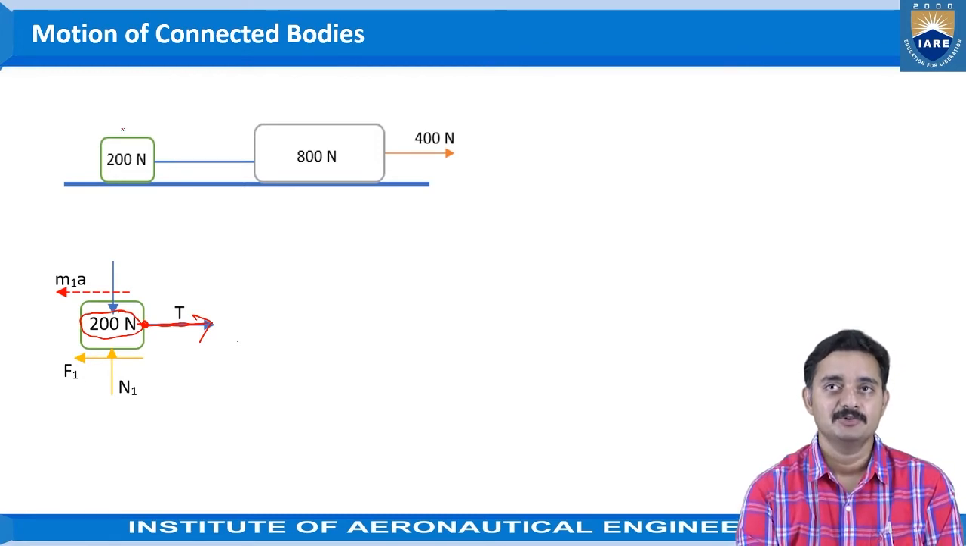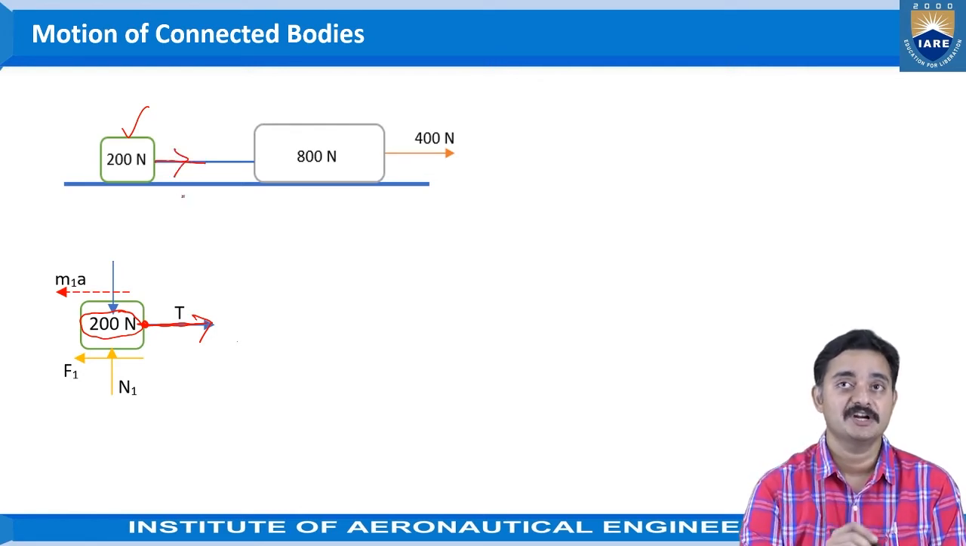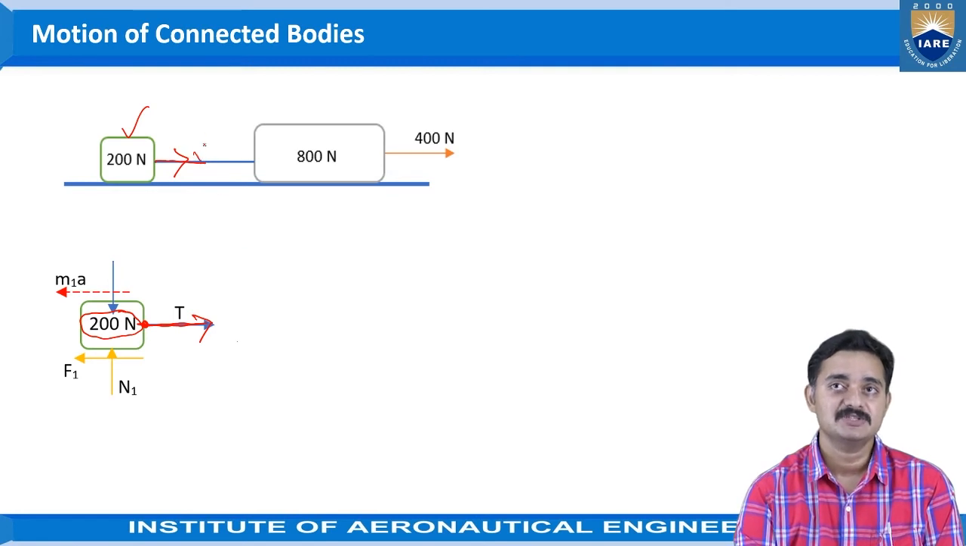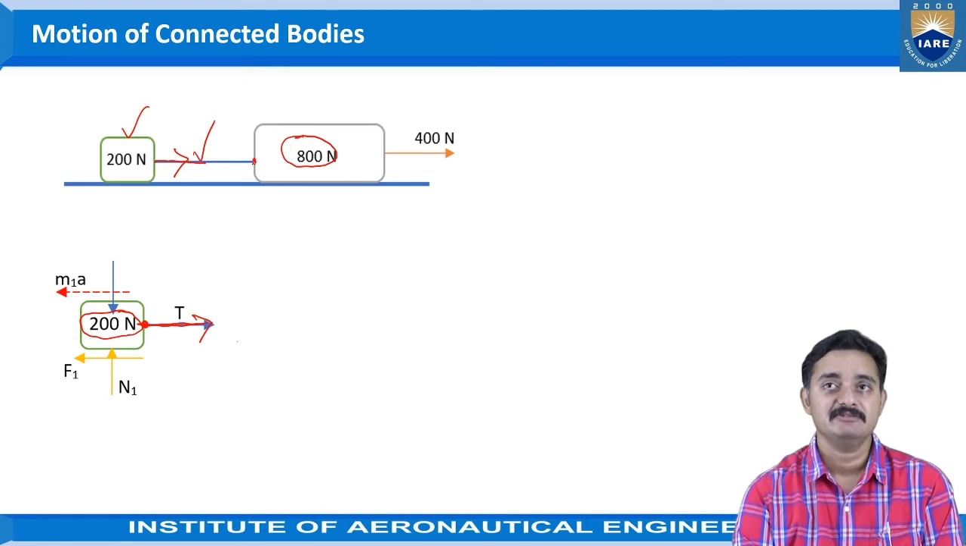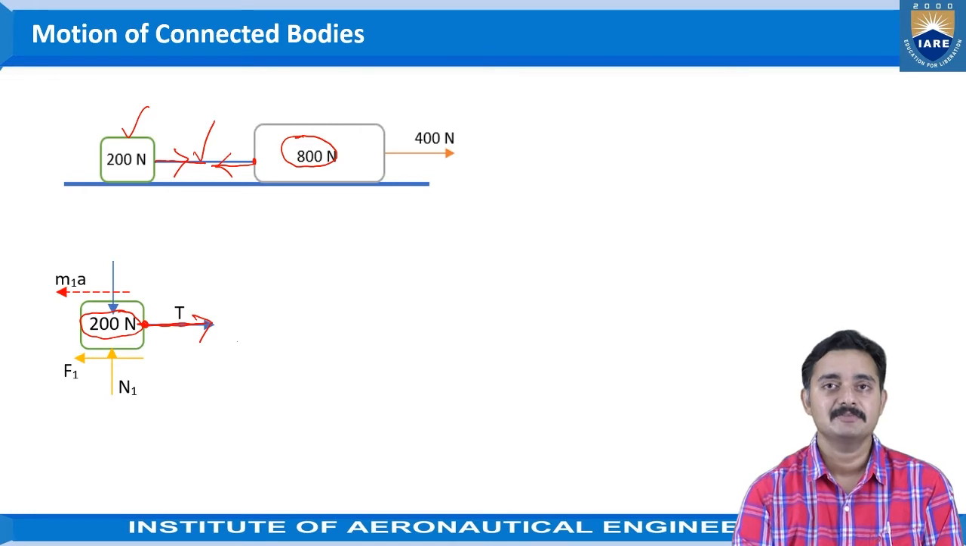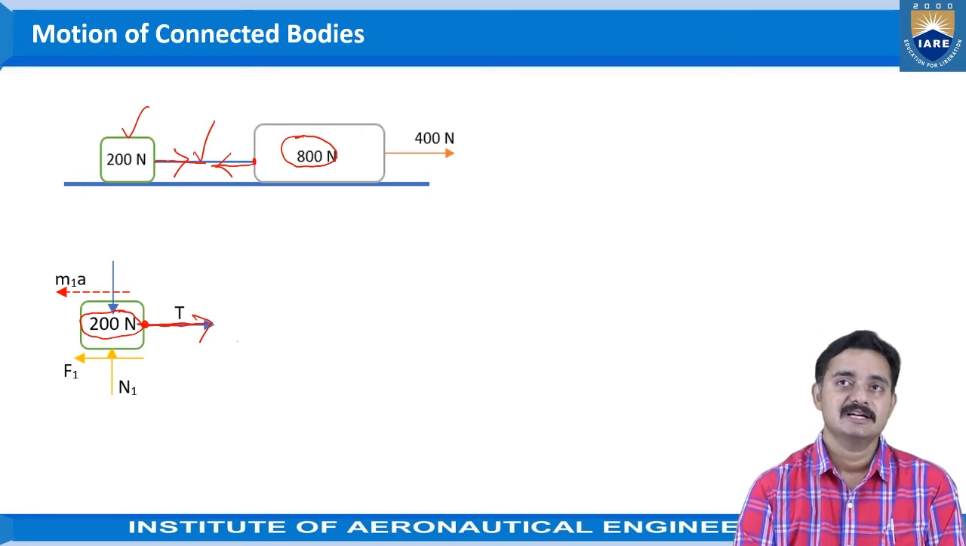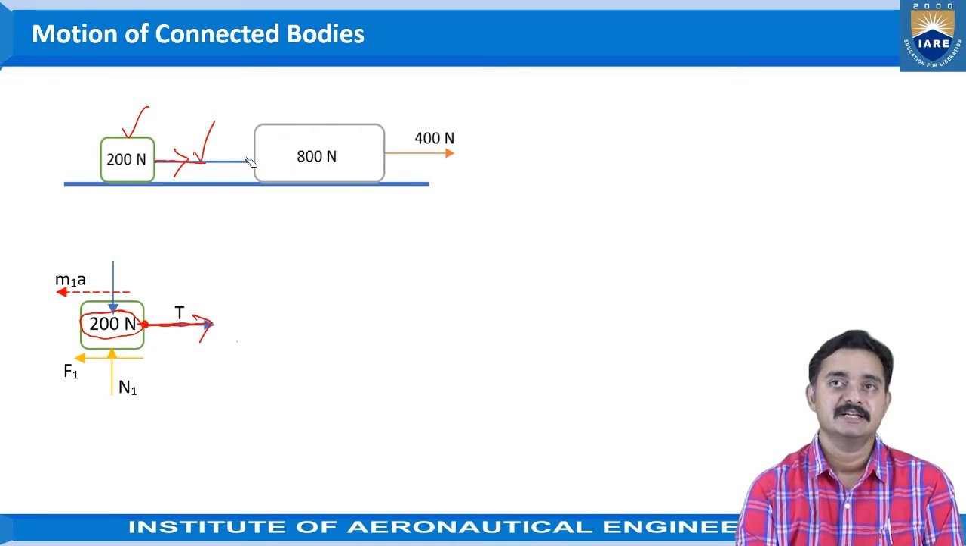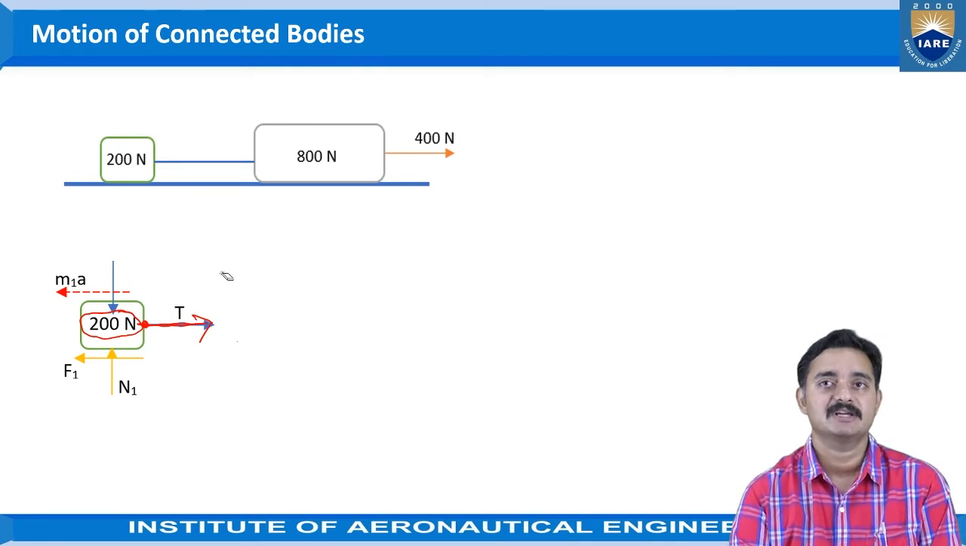That means when you consider the 200 Newton block, the tension will be acting in the right side direction. And for the same string, if you consider the 800 Newton block, the tension will be acting towards the left side, that is away from the object. So whenever you are considering the individual objects, the tension direction should be considered.